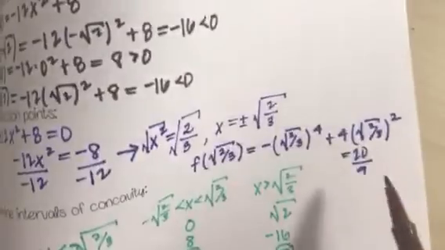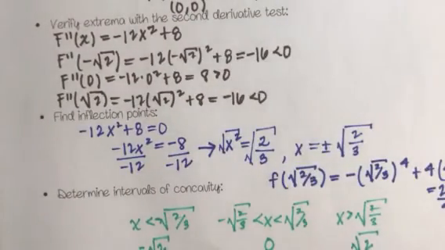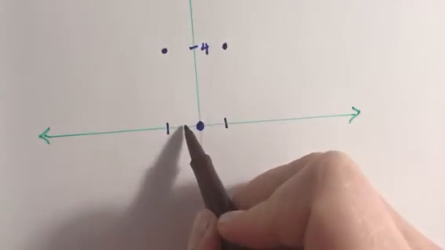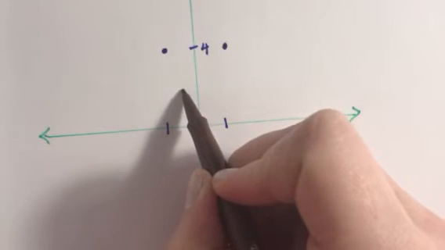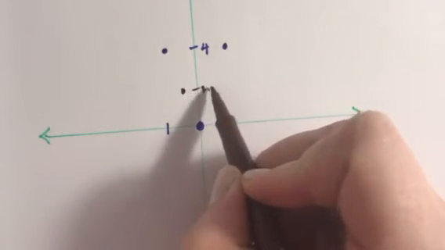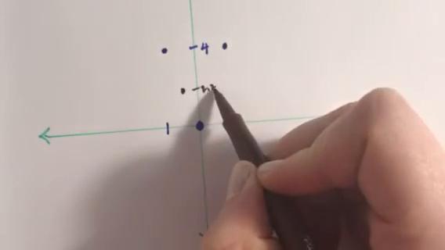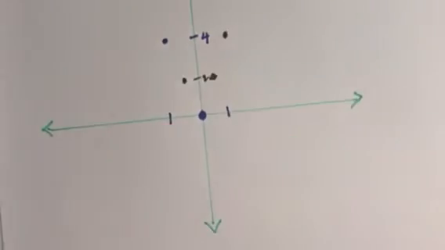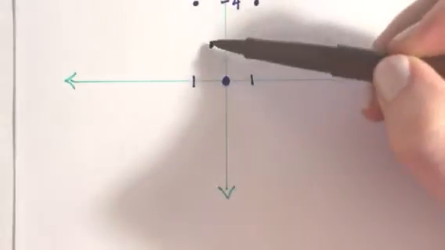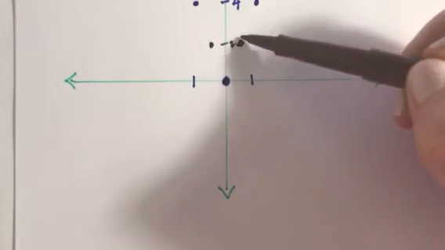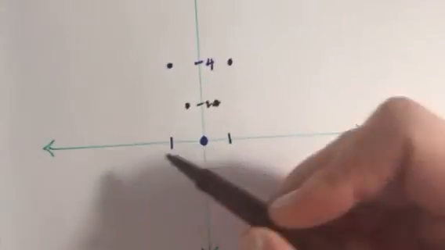And then I also have my inflection points at root 2/3 and 20/9. So let's get an approximation there. 20/9 is about 2.2. So let's go to negative root 2/3 right around here. And then 2.2 is going to be right about here. Same thing, plus root 2/3, and then my y value is 20/9, so right around here. So everything to the left here is going to be concave down. In between here is concave up, and then I have concave down again.